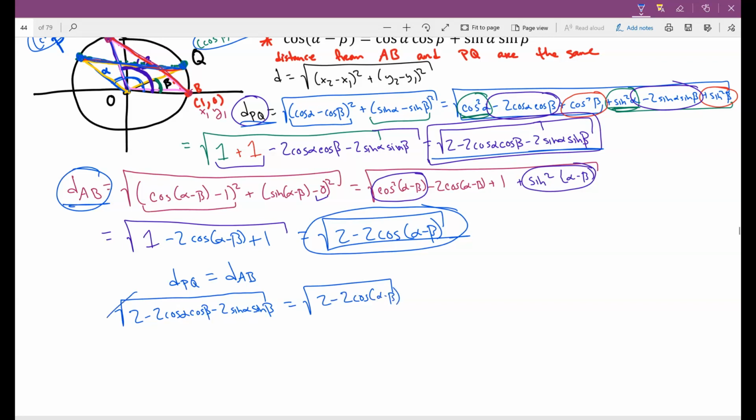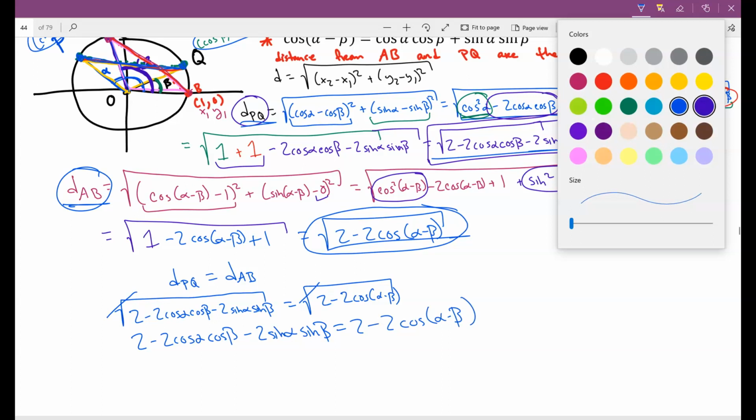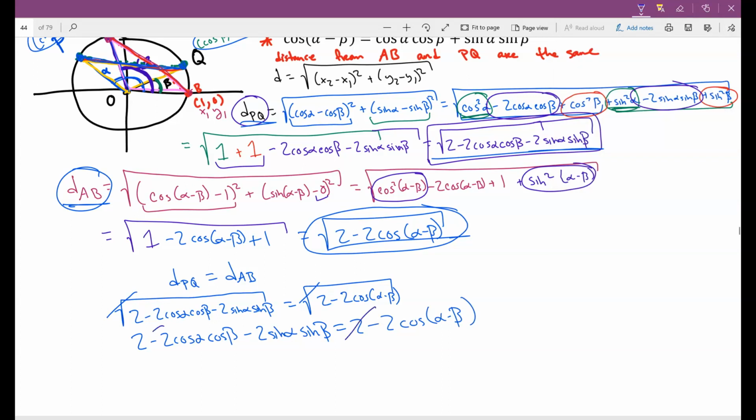Notice that the square roots can kind of go away. So all I'm left with is just 2 minus 2 cosine alpha cosine beta minus 2 sine alpha sine beta is equal to 2 minus 2 cosine alpha minus beta. So a couple things should go away. So the 2's are going to go away. Okay, so I'm left with a negative 2 cosine alpha cosine beta minus 2 sine alpha sine beta is equal to, now we're left with this, negative 2 cosine alpha minus beta.